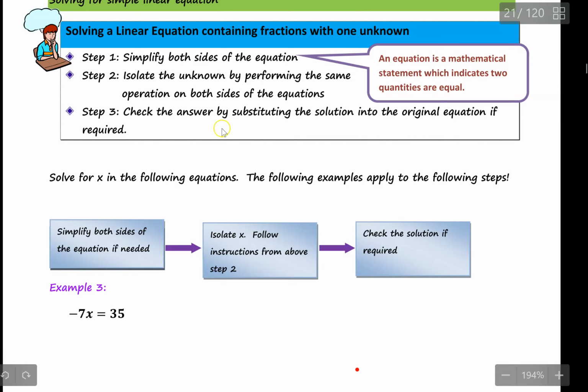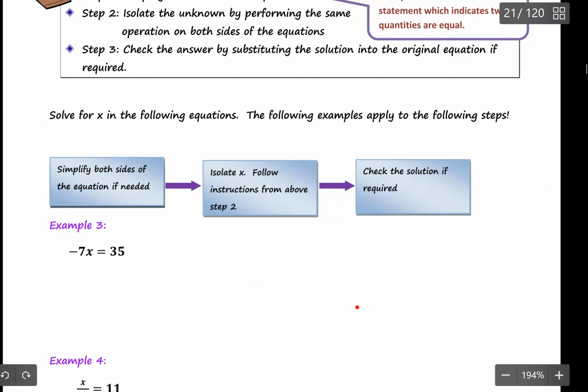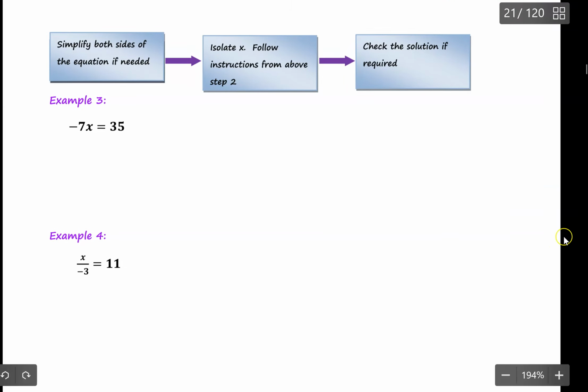So checking the answer: whatever you found for x, you substitute it into both sides of the equation to make sure that both sides of the equation are equal to each other. Alright, so let's start with this example.